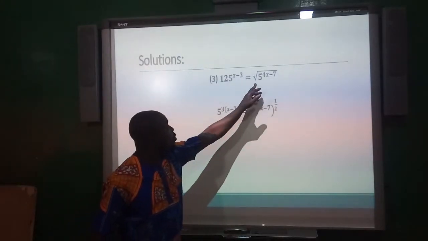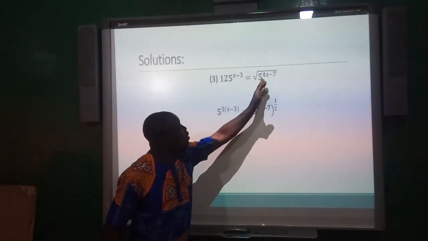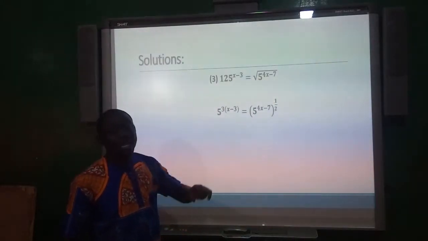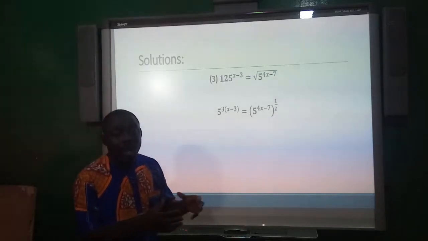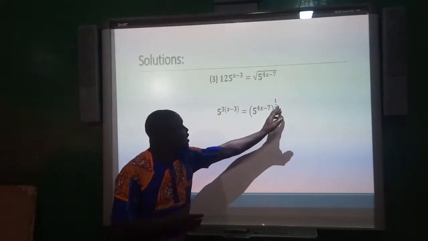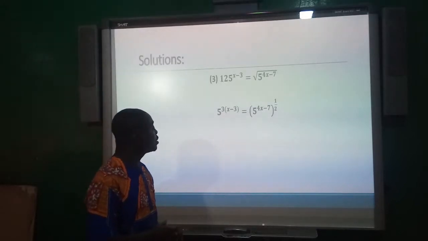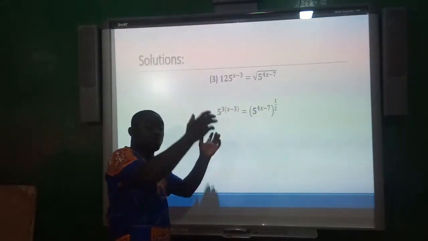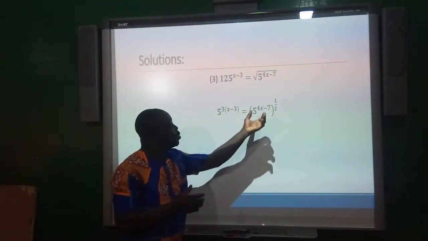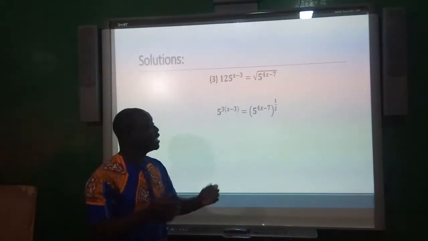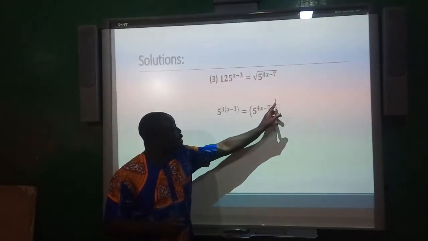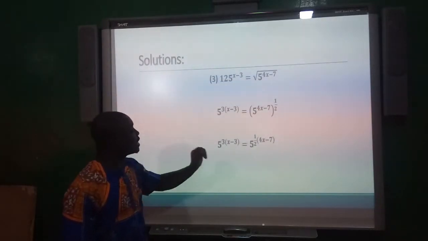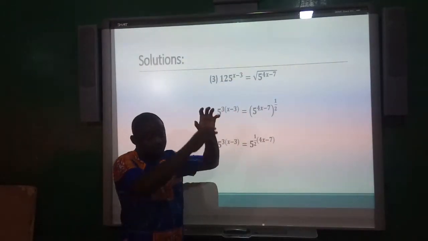And what is root of 5 raised to power 4x minus 7? Last time I told you that root of any number is the same thing raised to power half. So all this thing is raised to power half. Good. So what do you see here? You are raising a certain value to a power, and then raising it to another power. It means that you multiply the exponents. So the 1/2 is multiplying the 4x minus 7.